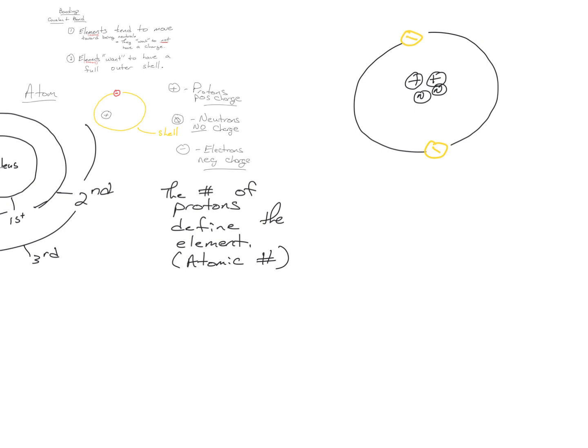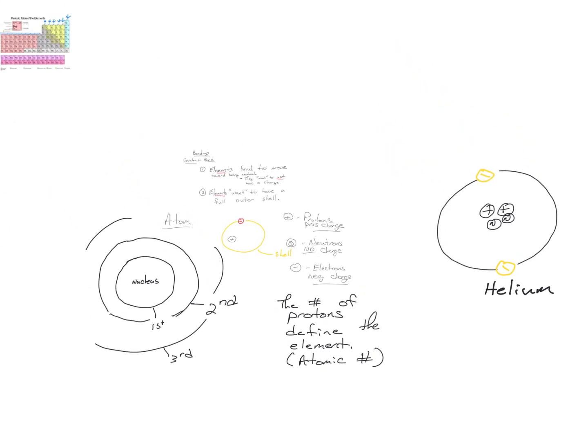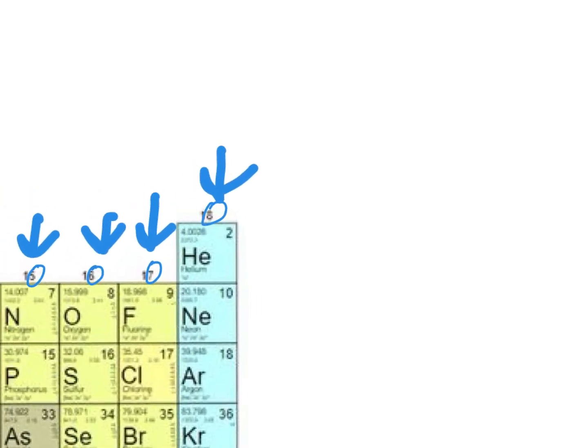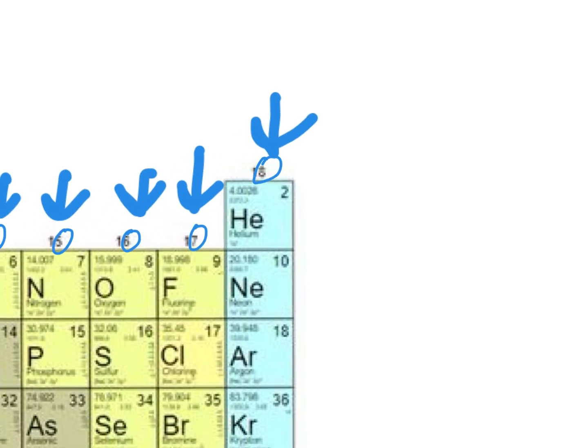So this is for helium, right? So this is the element helium? Yeah, this would be the element helium. Adam, how do I know this is the element helium? Because it has 2. That's right. Look, I look at the periodic table, and it has 2, and it's the element helium. It's all on the periodic table. All you got to do is calm down and read.